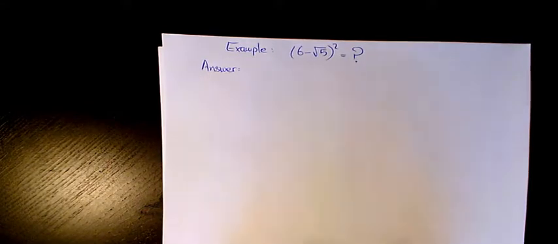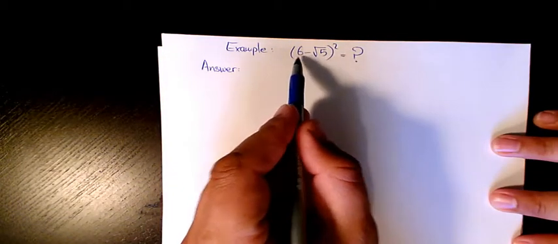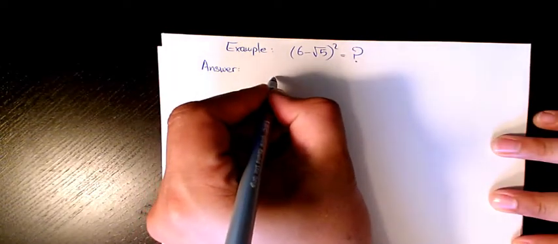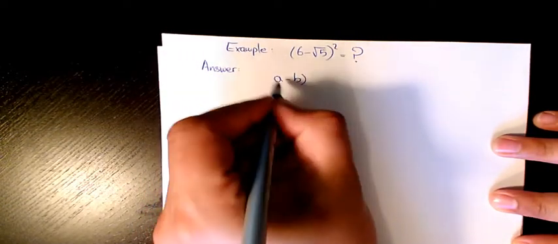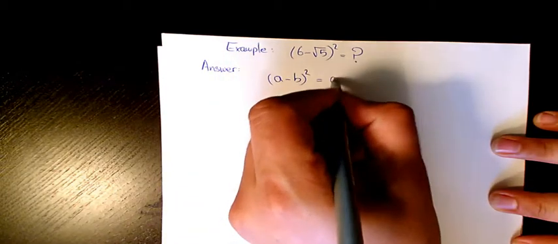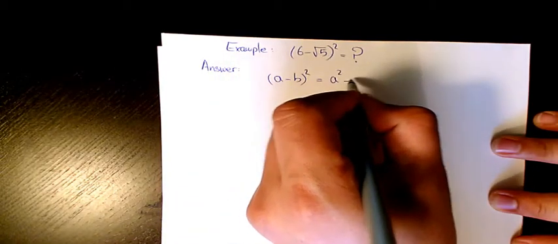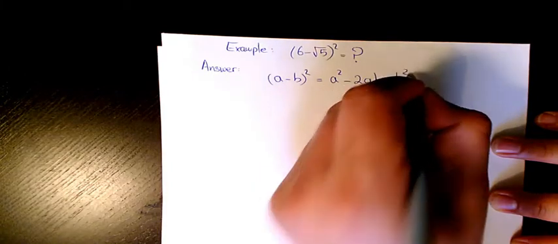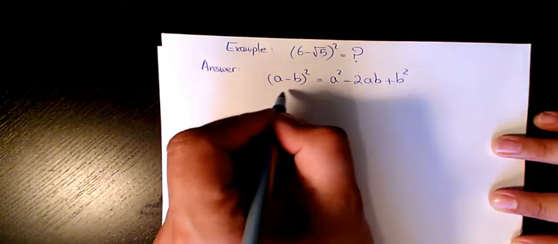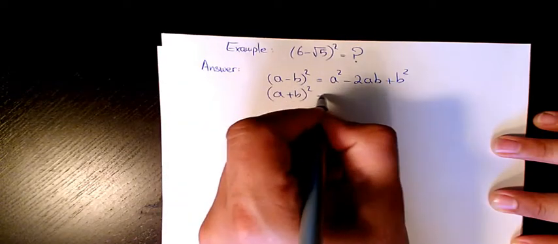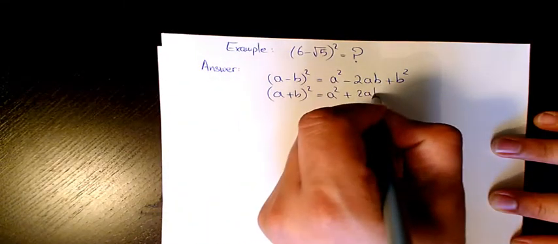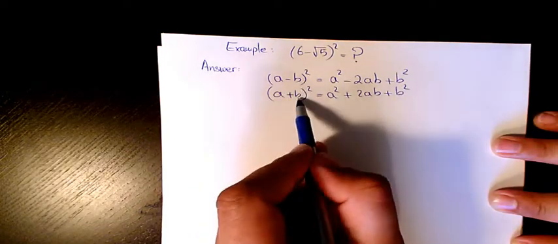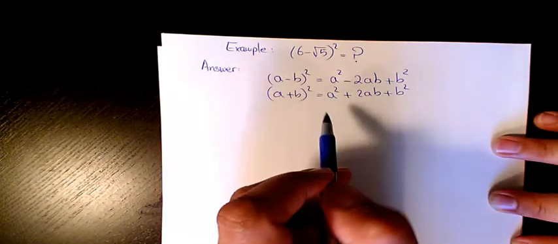Welcome to my channel. In this video I want to show you some examples regarding special product formulas that contain square roots. So we have 6 minus root 5 squared as we had it earlier. I just write it one more time. (a minus b) squared is a squared minus 2ab plus b squared, and when we have plus, it is going to be a squared plus 2ab plus b squared, which is the first one squared, the second one squared, plus 2 times the first one times the second one.